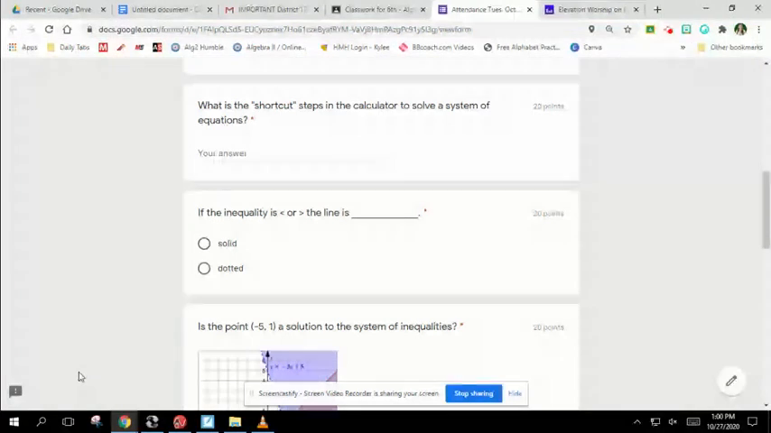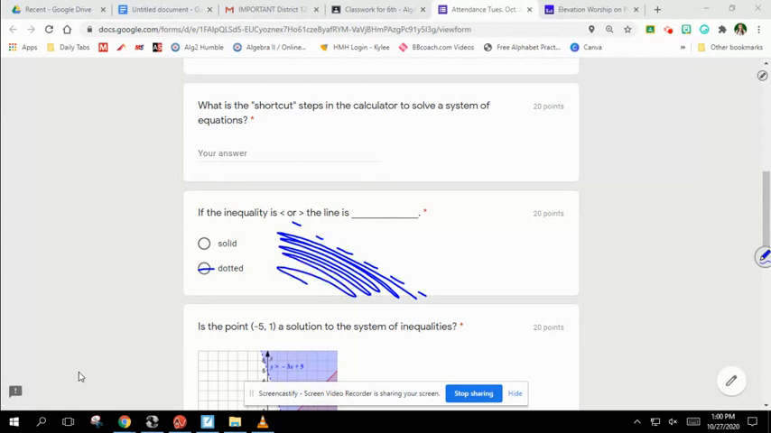Then, if the inequality is just your greater than or less than, is the line solid or dotted? Dotted. So when it's graphed, you'd have dotted. And remember the inequality, we talked about either shading below or above the line yesterday. I'm not going to check the steepness of the graph, but I do look at the x and y intercepts. Is it solid? Is it dotted? Is the shading correct?